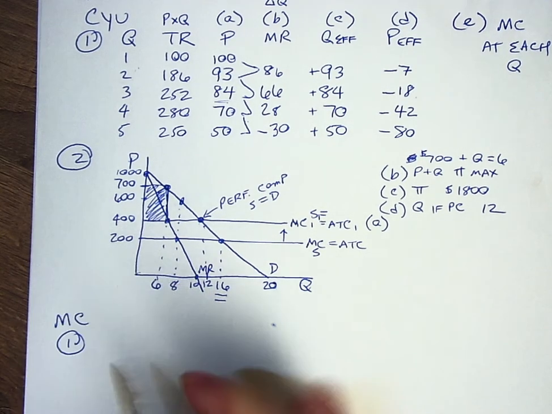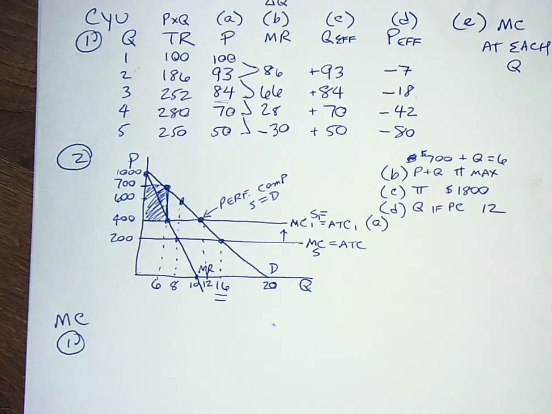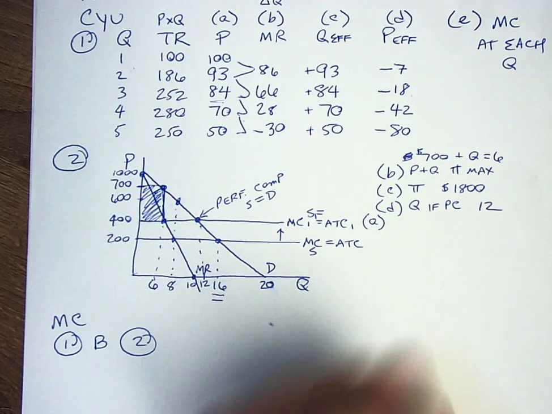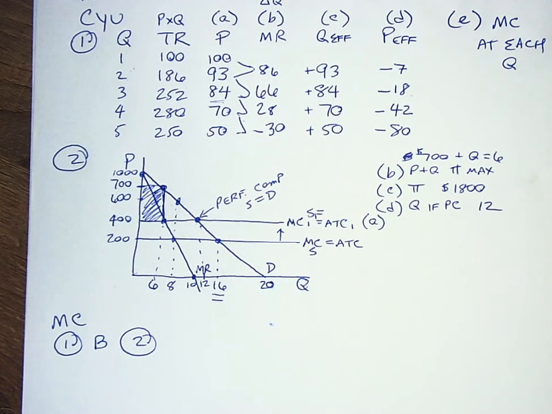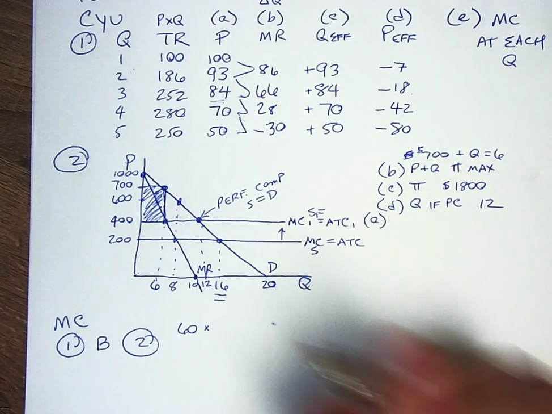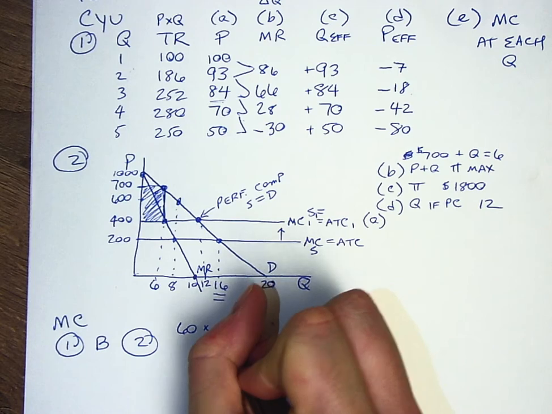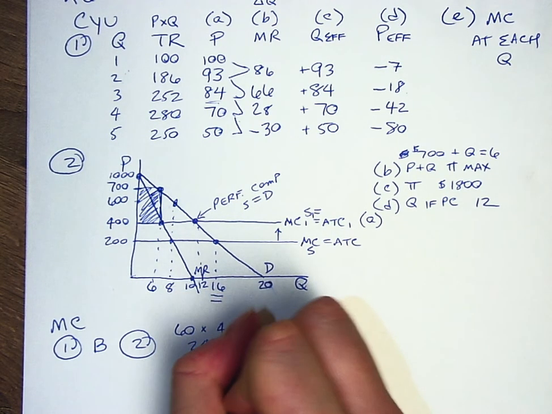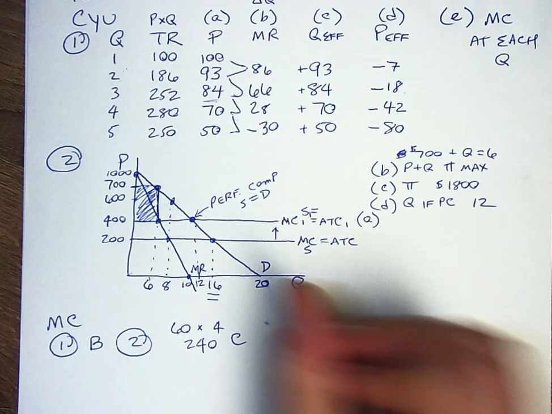Multiple choice question number 1. Refer to the graph for questions 1 through 4. Monopolist's profit maximizing output, that's where MR equals MC, so that would be 4. That's B. 2. Monopolist's total revenue is going to be the price times the quantity. So the price is 60 times the quantity of 4 is 240. So that is 240, C.